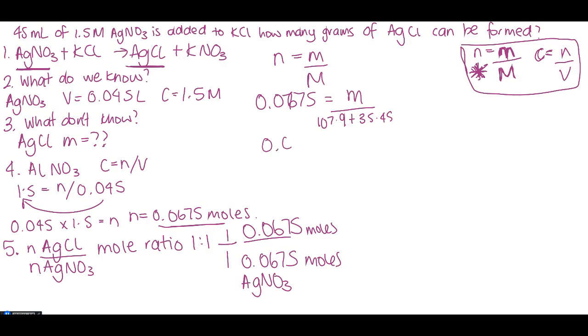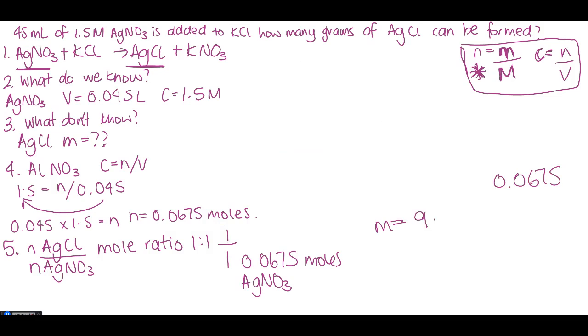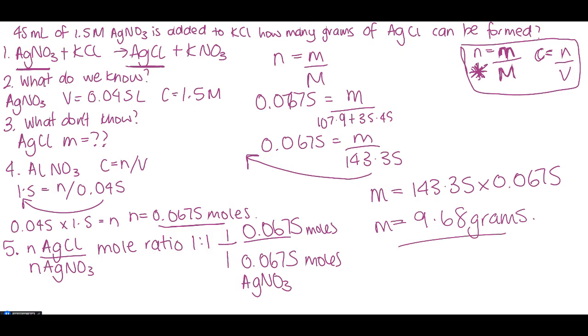So it's 0.0675 equals M over 143.35. We rearrange this equation by moving this over here, so that all we're left with is M equals 143.35 times 0.0675. So M equals 9.68 grams. And there you have it. That is how we work out how many grams of silver chloride is precipitated from a reaction between silver nitrate and potassium chloride.